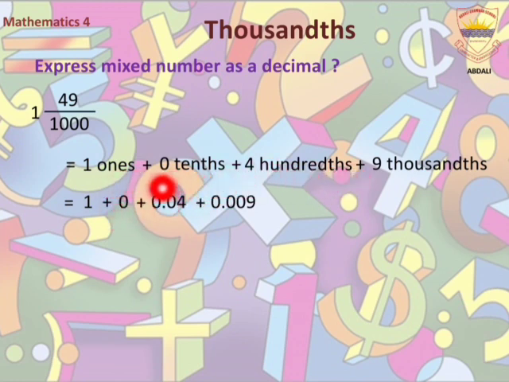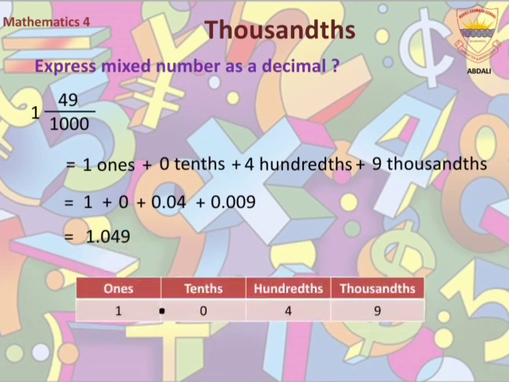We write place values as digit values. We write 1 as 1, 0 tens as 0, 4 hundreds as 0.04, and 9 thousands as 0.009. Now we follow our third step. Student, we add all the digit values. We get 1.049, and in the last step we write this value in a place value chart.